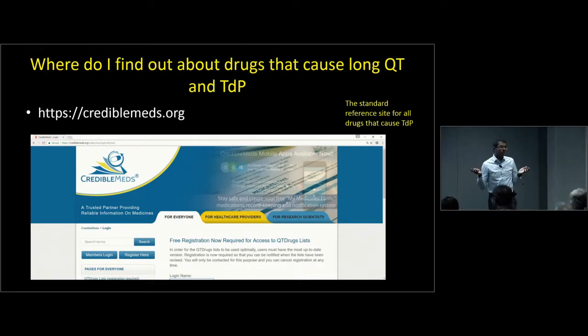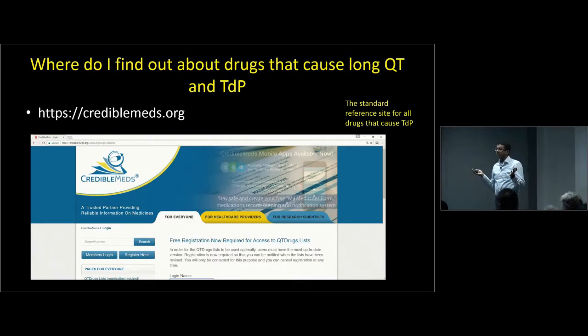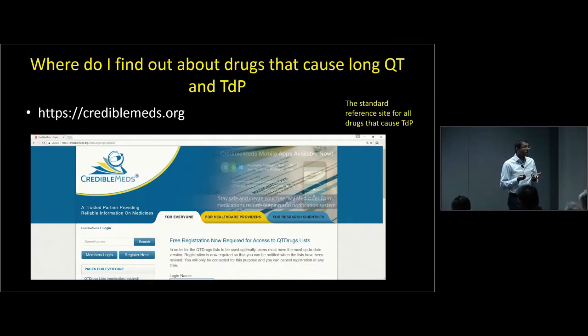CredibleMeds is a US-based group, I guess. They're independent of pharma, and they're funded through grants, I think, from the NIH and the University of Arizona. They basically have a committee, a large group of people. They peer review all of the material that comes through. And they are the gold standard reference point now for all the warnings on QT prolongation with drugs. It's the go-to site. Initially it started by covering mainly US drugs, but also now recognizes drugs that come in non-US markets.